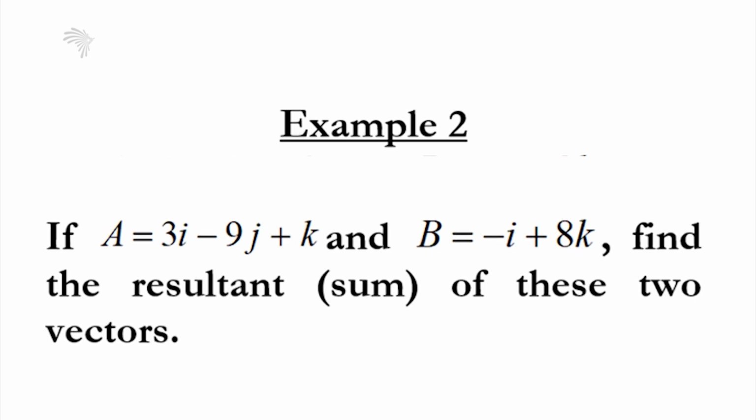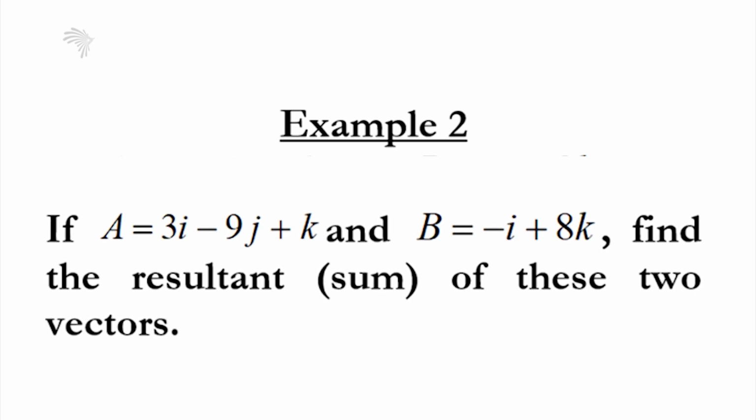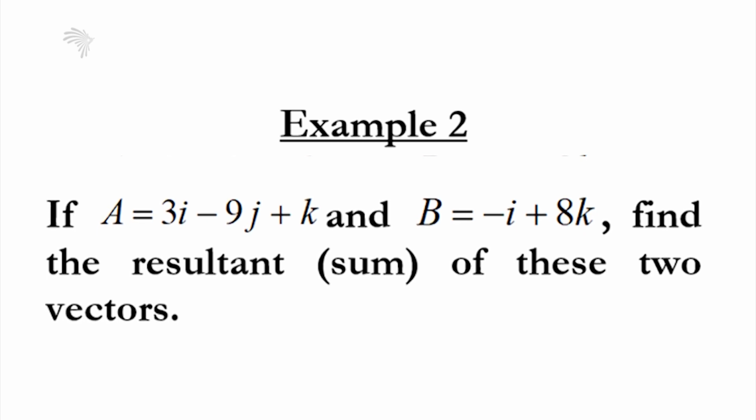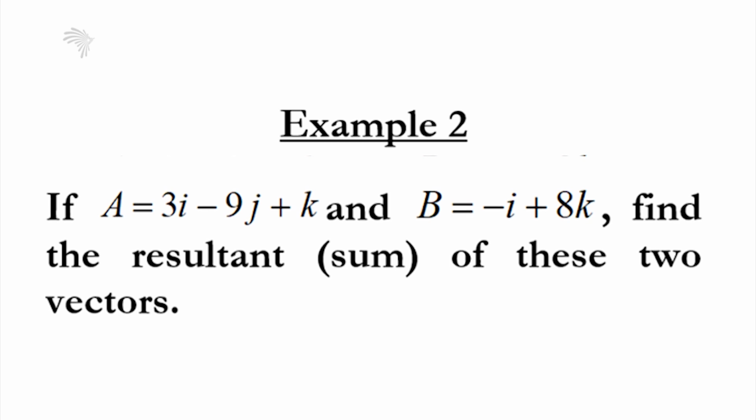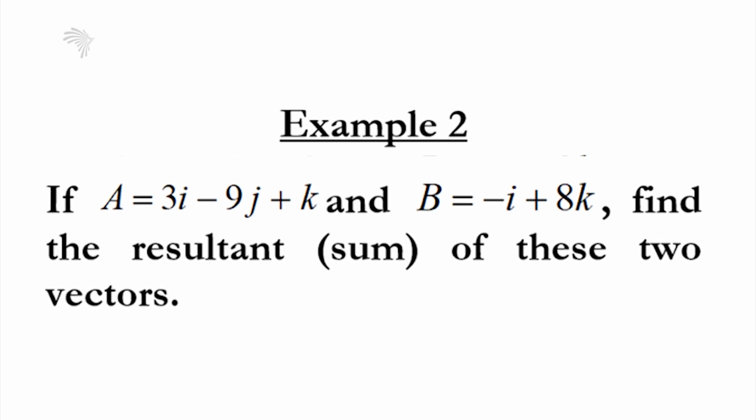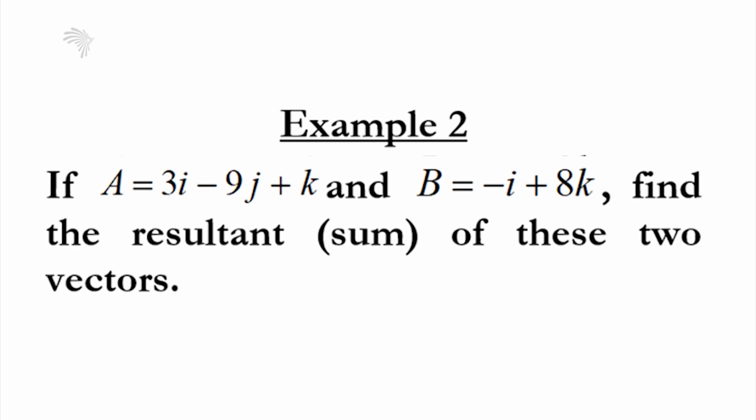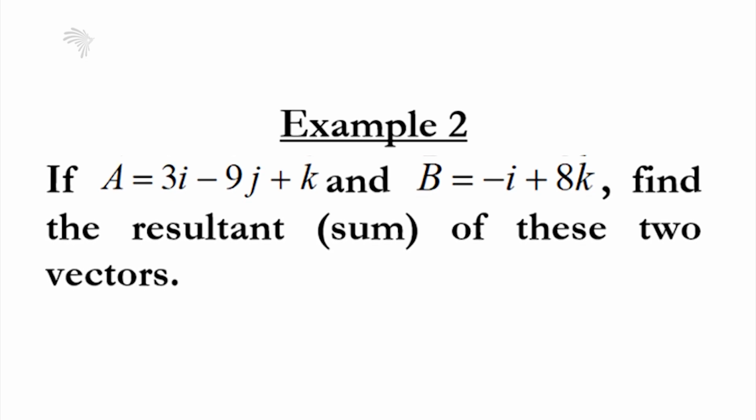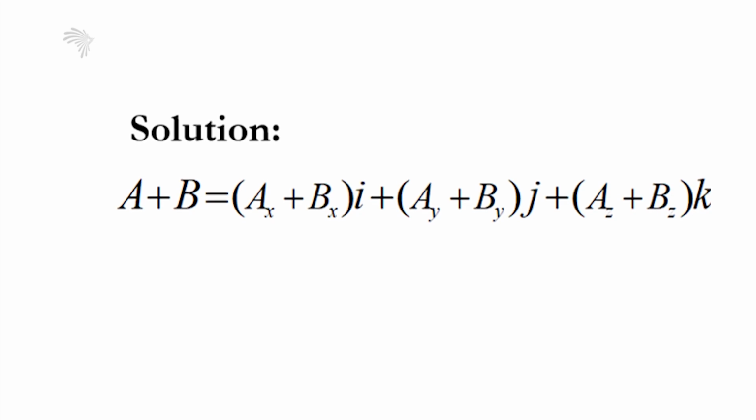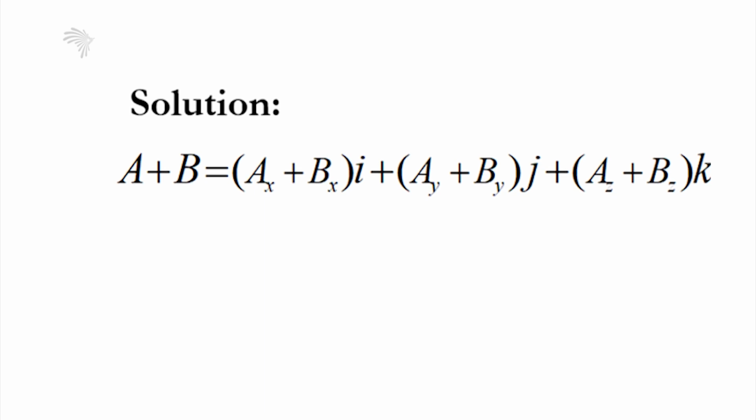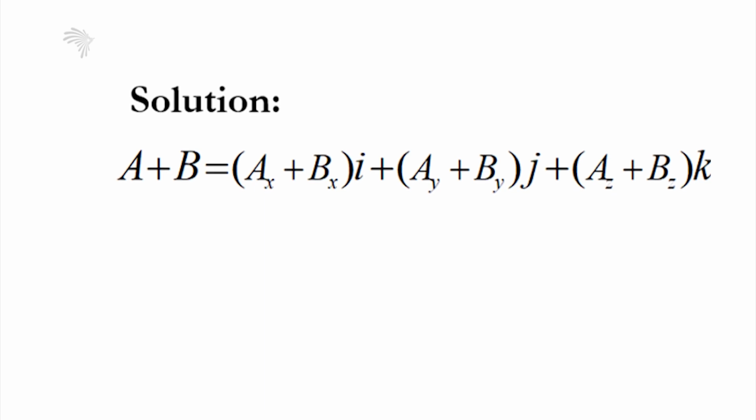The second example says, if vector A equals 3 in the i minus 9 in the j plus k and vector B equals minus i plus 8k, find the resultant or the sum of these two vectors. To calculate the sum of these two vectors A and B, we have to apply the component method of vector addition, so that A plus B equals Ax plus Bx in the i plus Ay plus By in the j plus Az plus Bz in the k.